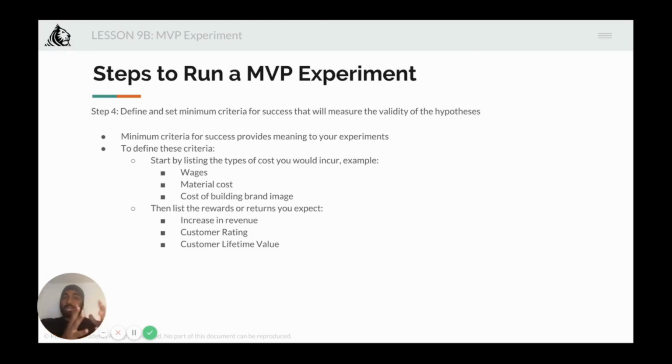The step 4 is to measure the hypothesis. You need to set metrics that will determine if the hypotheses are valid, right? And these are typically the minimum criteria for success. It is a break-even point that validates your assumptions through the hypothesis, right? To define this criteria, what you can do is, for example, you can look at the cost you would incur. For example, the wages, the material cost, the cost of building, brand image, anything, correct? And then list the rewards or returns you expect. Are you expecting increase in revenue, or customer rating, or customer lifetime value, or brand awareness, which then reflects in number of page views? Could be anything.